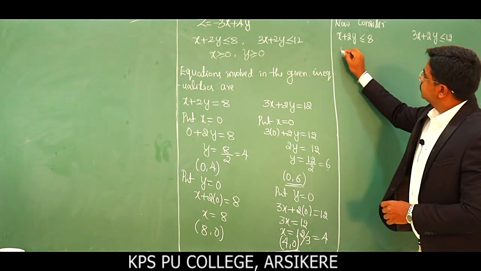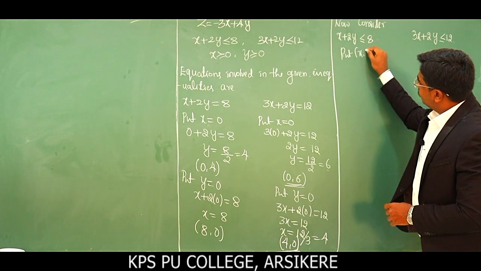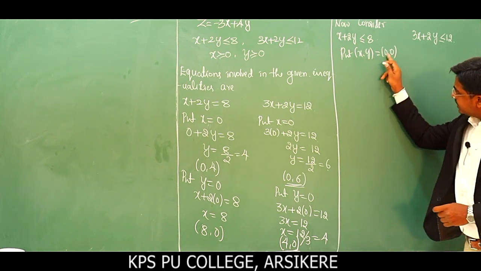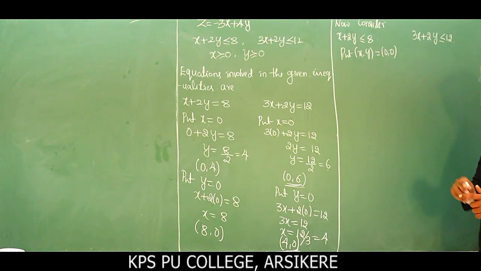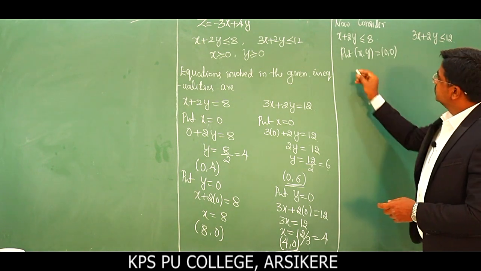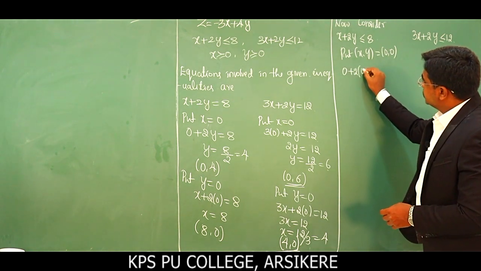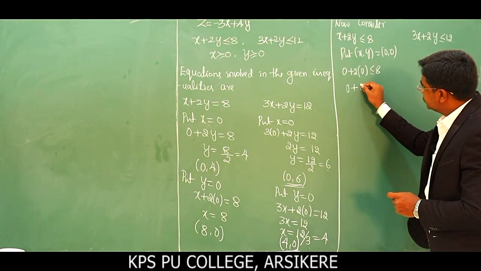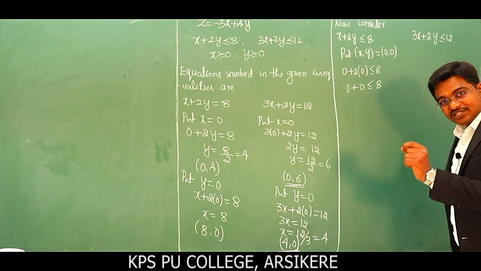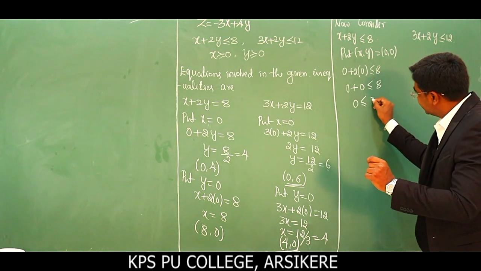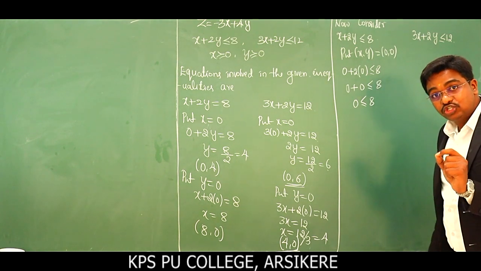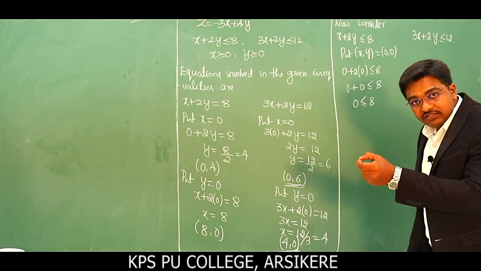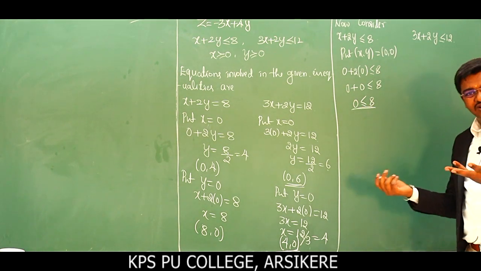So for the first one, put x comma y is equal to 0, 0, nothing but x is equal to 0 and y is equal to 0. So what happens? 0 plus 2 into 0 is 0, less than or equal to 8. So obviously 0 plus 0 is less than or equal to 8. It means the given inequality is true when I substitute x is equal to 0 and y is equal to 0. It means the solution region is towards the origin, because obviously 0 is less than 8.